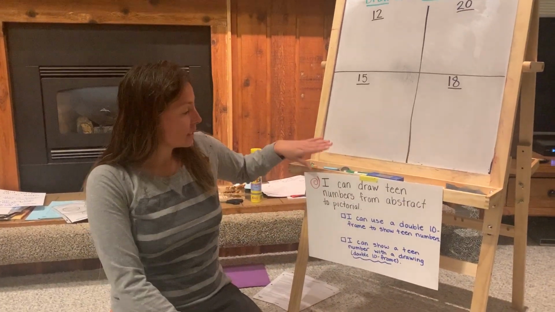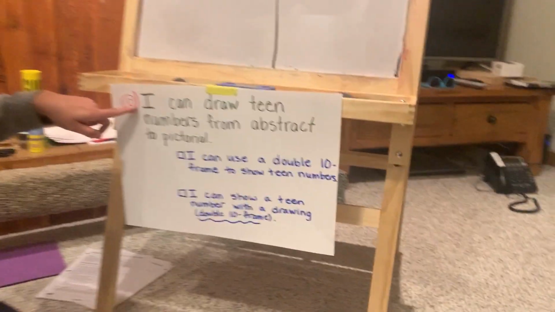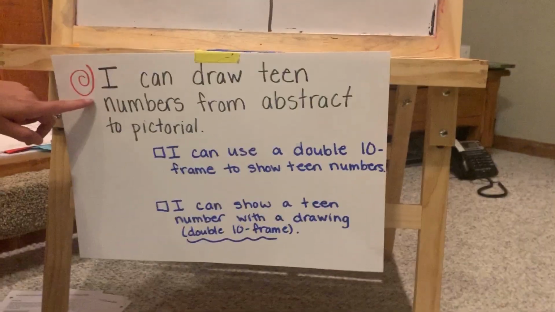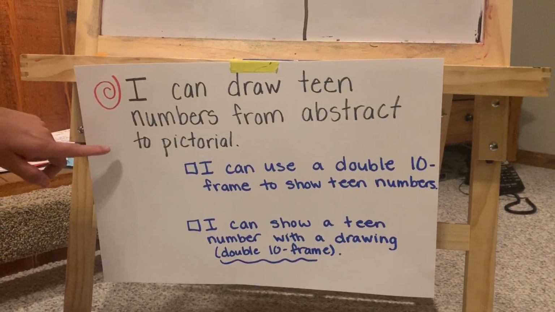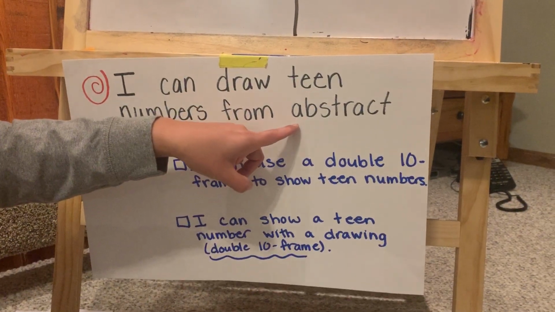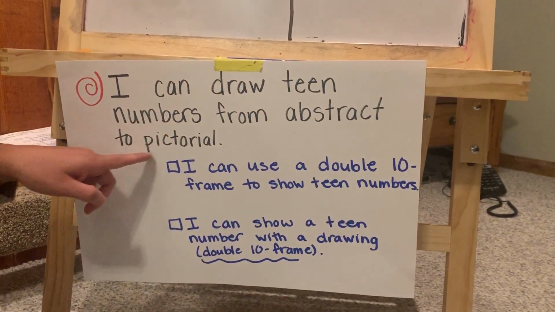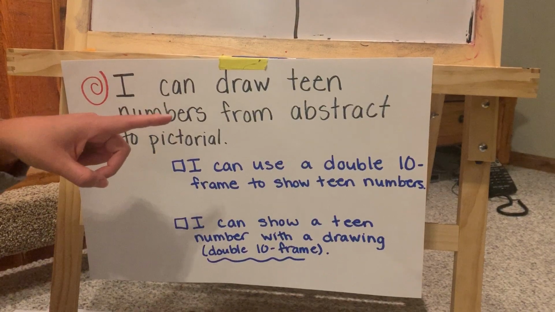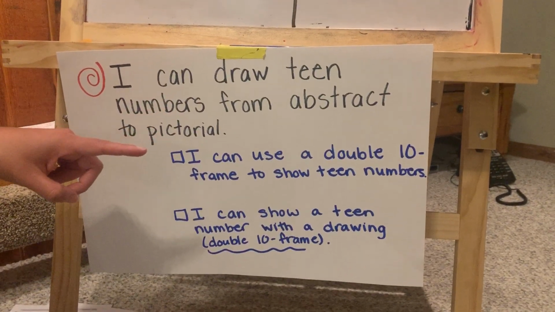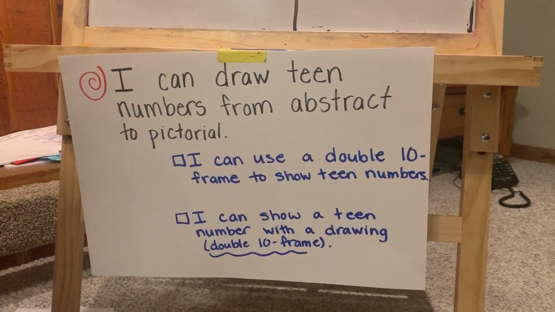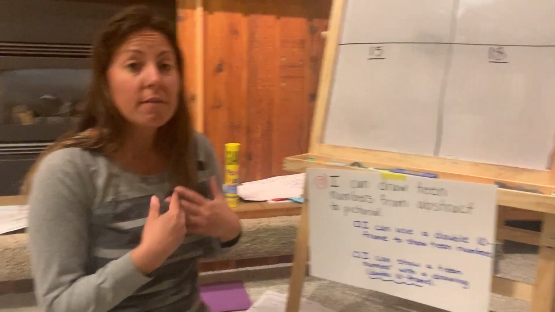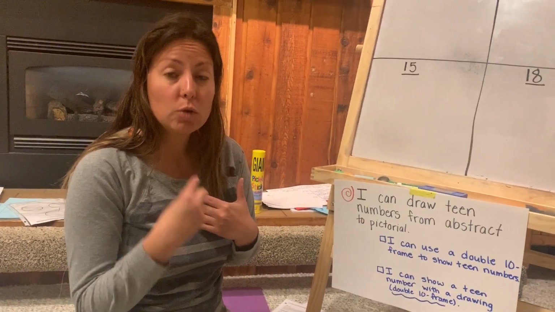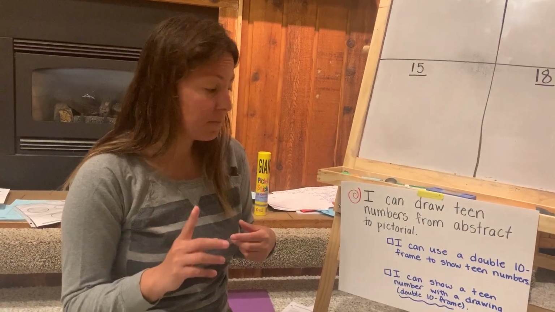And I'm gonna go over our skill today. So our skill today is that you are gonna be able to draw teen numbers from abstract to pictorial. Basically, that means when I give you a number, that's the abstract, you're gonna have to put that into a picture that represents that number. So like I said, we're kind of getting away from our hide zero cards with this lesson, and you're doing a lot more of actually showing me that you know what these numbers look like. So keep that in mind.